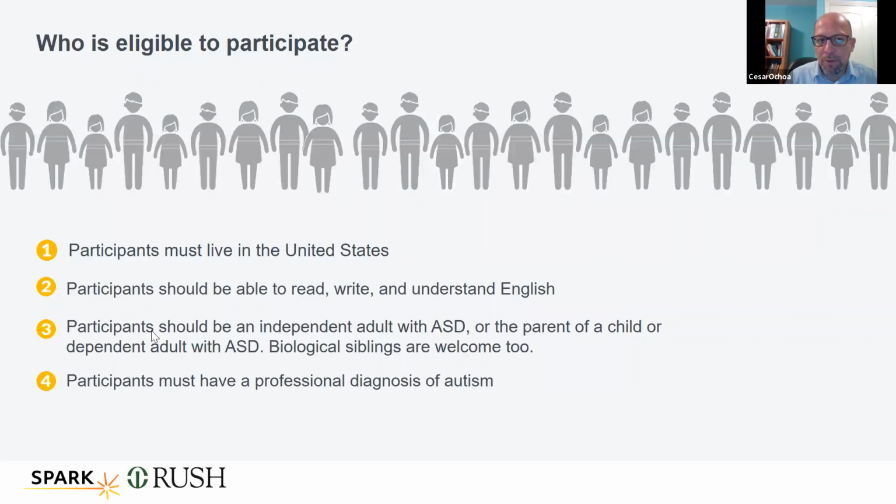So who is eligible? Anybody that lives in the United States that communicates in English, and it can be an adult with autism that lives independently, or there can be parents of a child or dependent adult with autism, and biological siblings are welcome. There's a need for a professional diagnosis of autism.